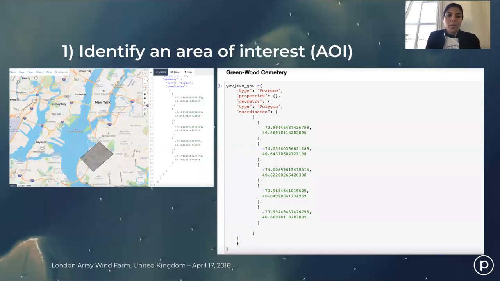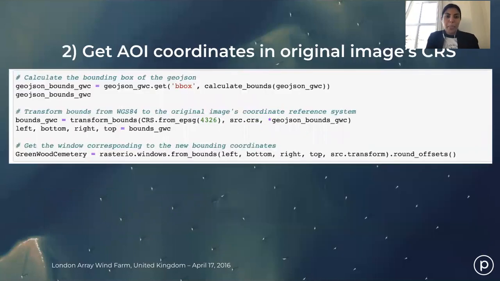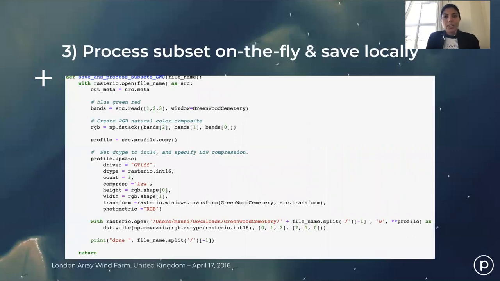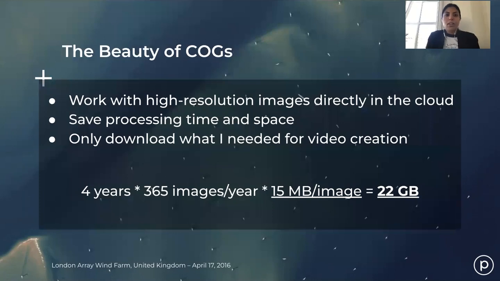For this example, I'm looking at Greenwood Cemetery in Brooklyn. So here on the left, I've identified that area using geojson.io, and I have the coordinates for it. Then I wanted to get the coordinates for that in the original image's coordinate reference system, just to make sure things were lined up. And then I processed that subset on the fly and saved it locally. I just wanted to make sure the bands were in the right order and that it was in the right compression, etc.